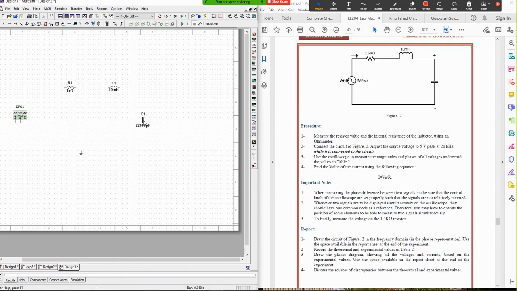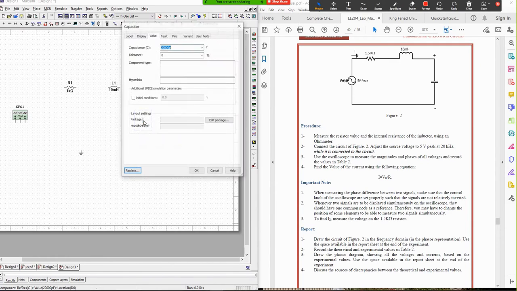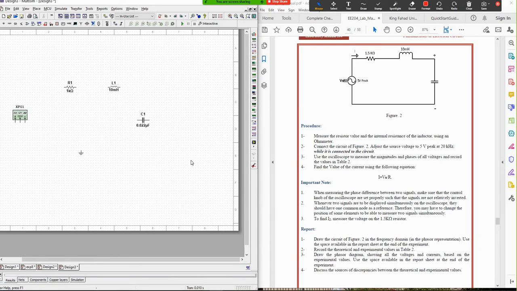The capacitor we need is 0.022 microfarad. You can change the orientation of the capacitor by clicking on it and pressing Ctrl R.